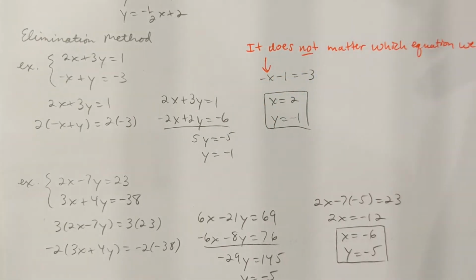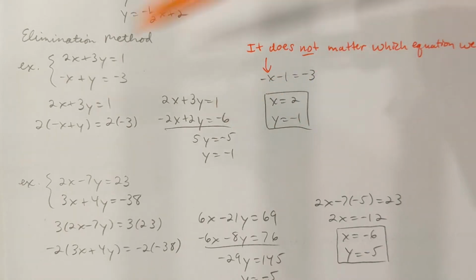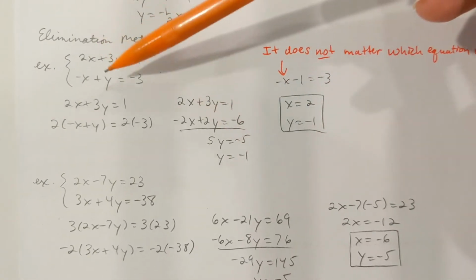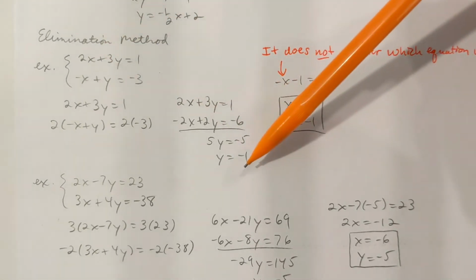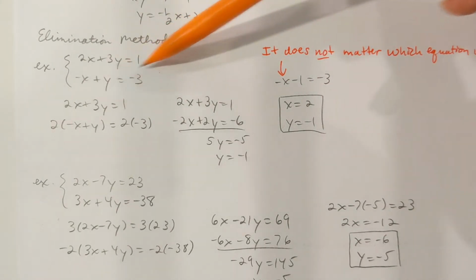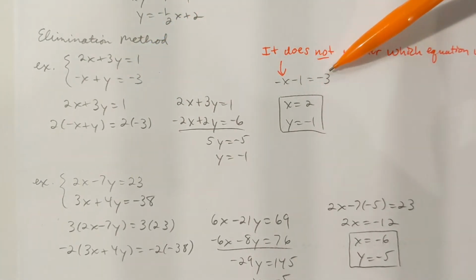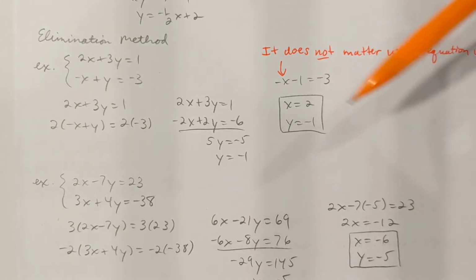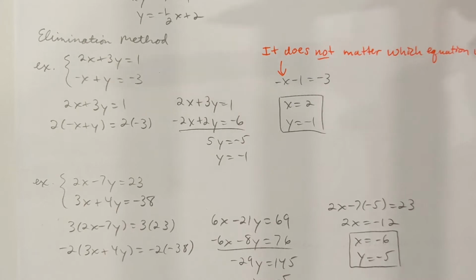Knowing that y is negative 1, we can then plug that number into either one of these two equations. It doesn't matter which equation we select because y equals negative 1 has to satisfy both. So let's just plug that into the bottom equation here. Negative x minus 1 equals negative 3. If you add 1 to both sides and then multiply by negative 1, x would be 2. So I think x is 2 and y is negative 1 here.